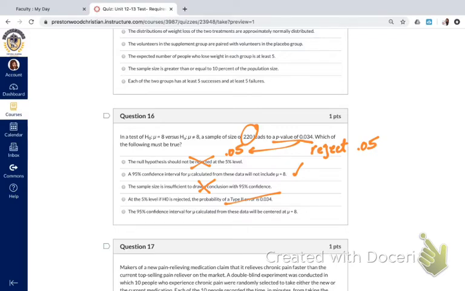The 95% confidence interval for mu calculated from these data will be centered at mu equals 8. No, it'll be centered at whatever my x bar was, which it doesn't even tell us in the problem.